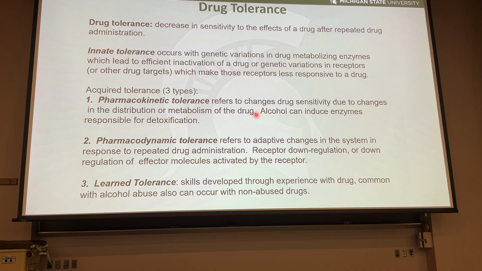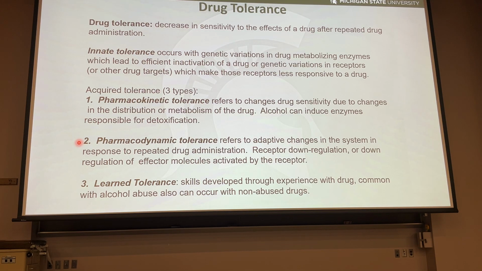And the example listed here is alcohol, right? Repeated exposure to alcohol, excuse me, sorry, everybody, will cause your body to increase the amount of enzymes that break down alcohol, and that is pharmacokinetic tolerance, right? Increase your metabolism, increase your tolerance, that's pharmacokinetic tolerance.